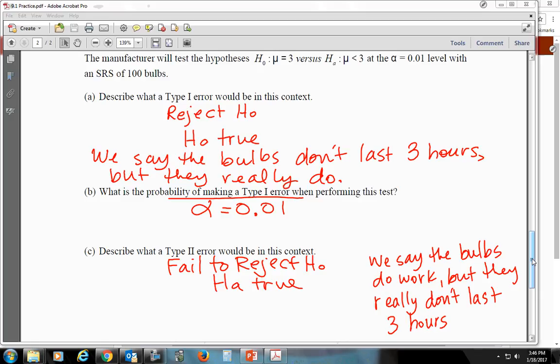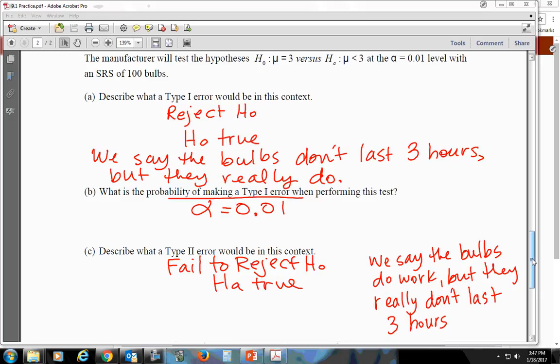Are both errors bad for the company? What's bad about type 1? So they made all these bulbs, this company, and they're like, hey, this batch of bulbs doesn't last 3 hours. Let's throw them away and not use them. They lost money, right? Because they could have put them on the market and made money off of them, and those bulbs were fine.